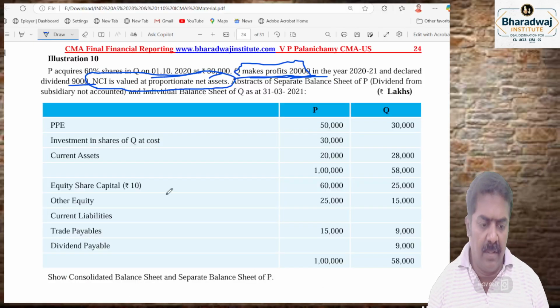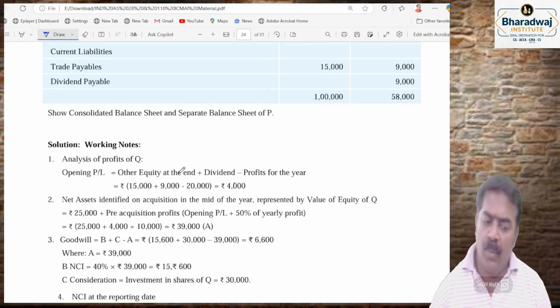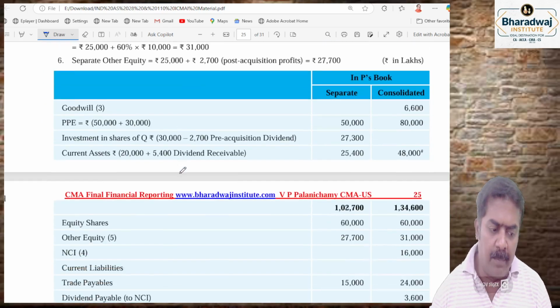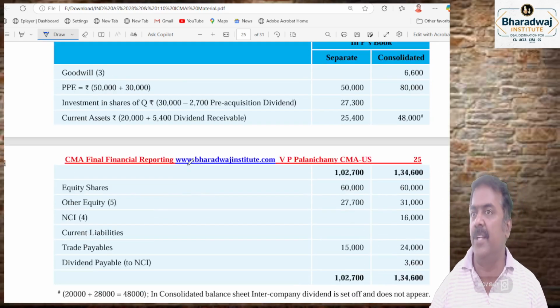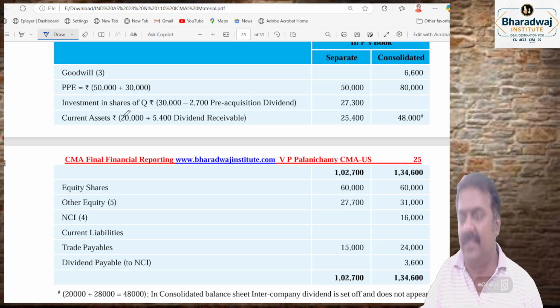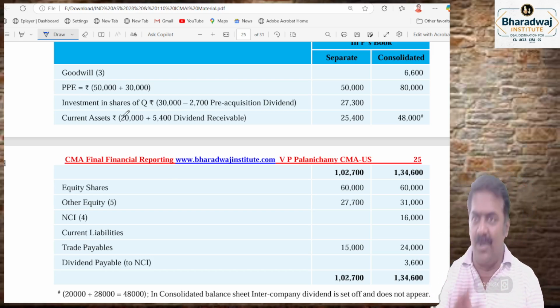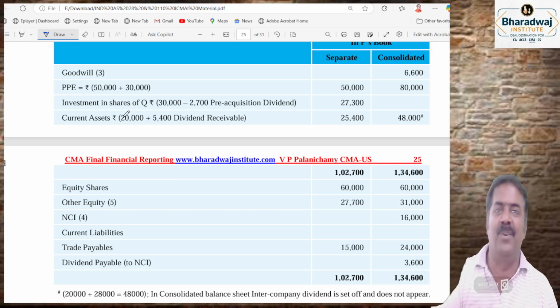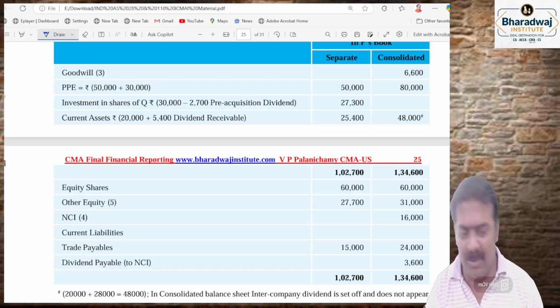Okay. Next question is a simple one, where the holding company is selling the investments. When holding company is selling the investment, what will happen? Its control will come down and NCA value will go up.